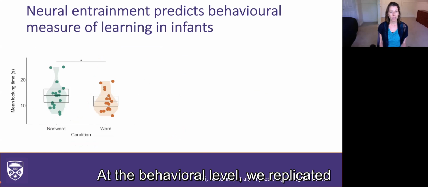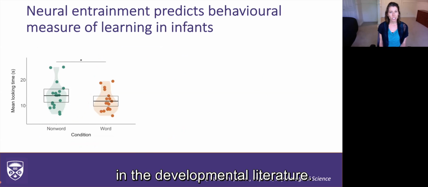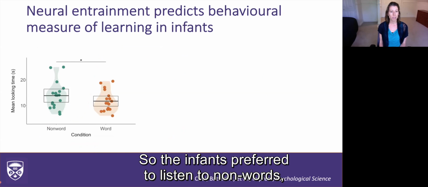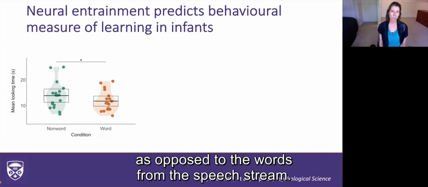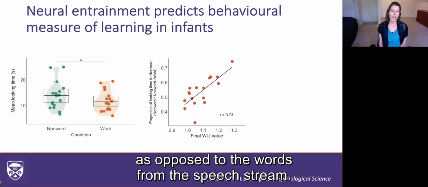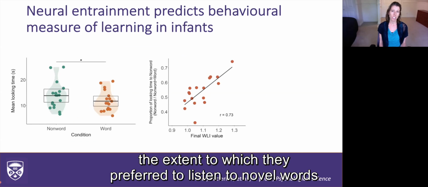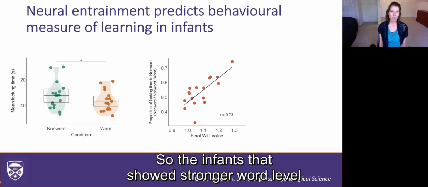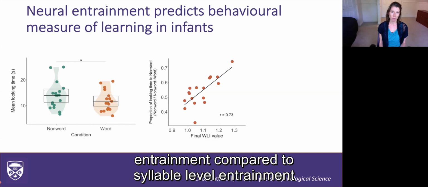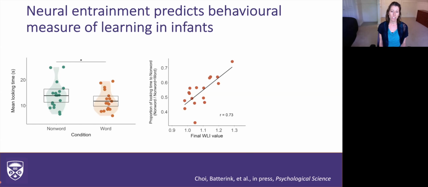At the behavioral level, we replicated the novelty preference that is most often found in the developmental literature. So the infants preferred to listen to non-words. They were more interested in the non-words as opposed to the words from the speech stream. And interestingly, their novelty preference, the extent to which they preferred to listen to novel words, was predicted by their neural entrainment value. So the infants that showed stronger word level entrainment compared to syllable level entrainment showed a greater novelty preference.